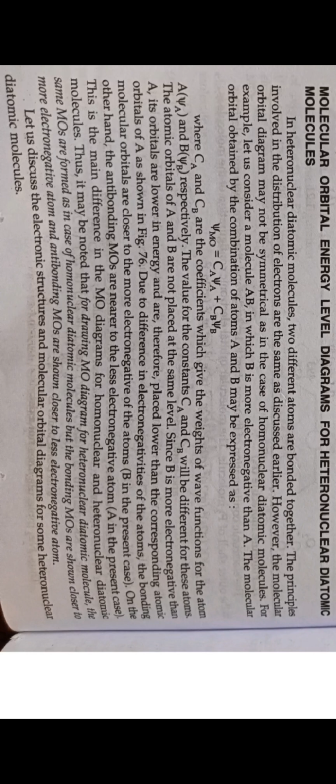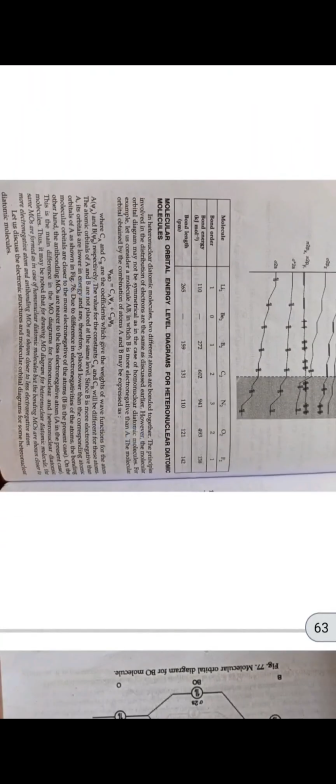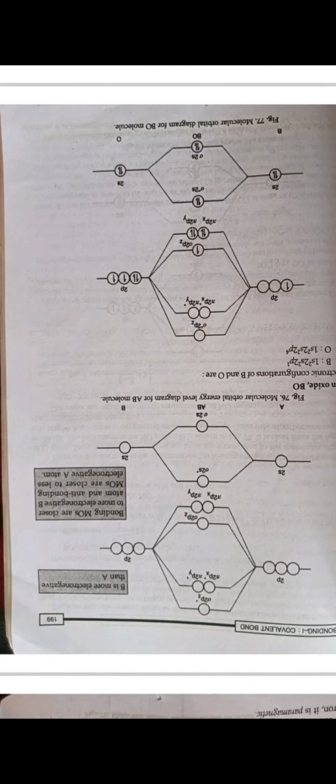Thus, it may be noted that for drawing the MO diagram for heteronuclear diatomic molecules, the same molecular orbitals are found as in the case of homonuclear diatomic molecules, but the bonding molecular orbitals are shown closer to the more electronegative atom, and the anti-bonding molecular orbitals are shown closer to the less electronegative atom. First, boron oxide. The electronic configuration of boron is 1s2 2s2 2p1 and for oxygen it is 1s2 2s2 2p4.